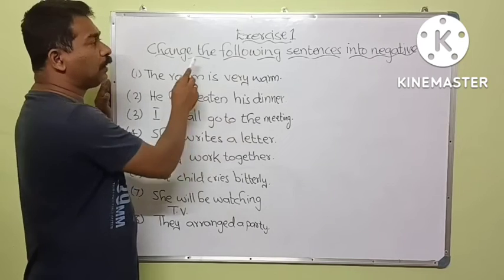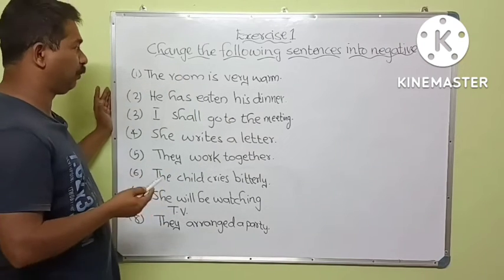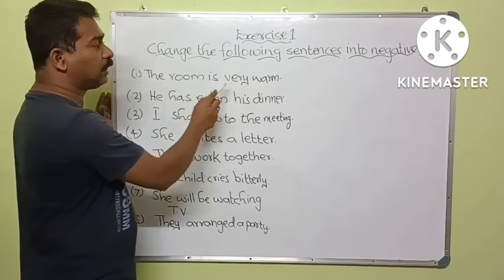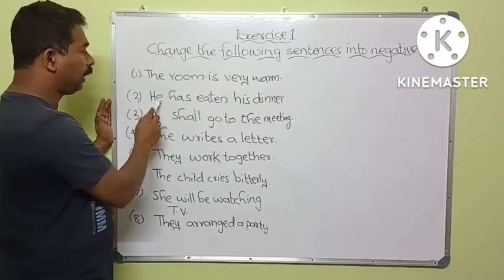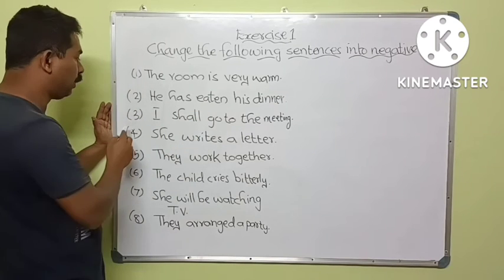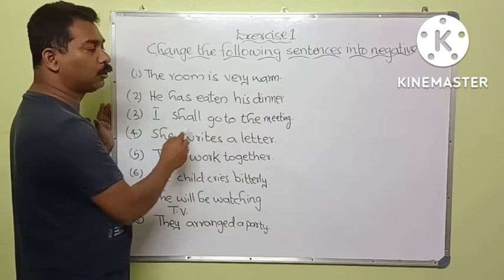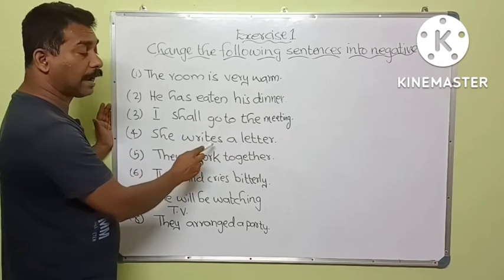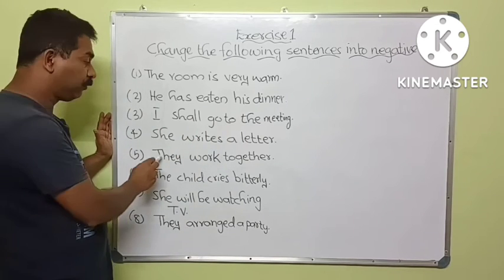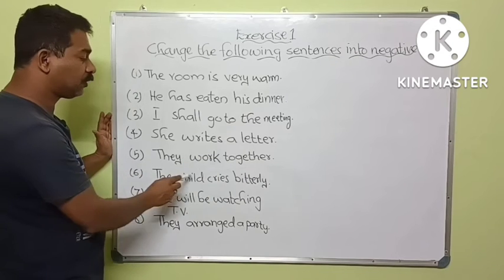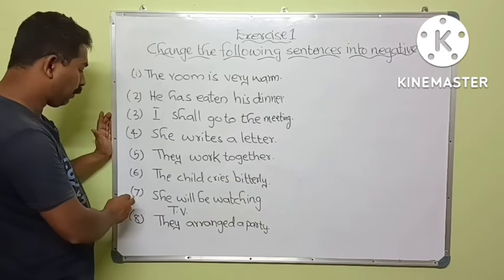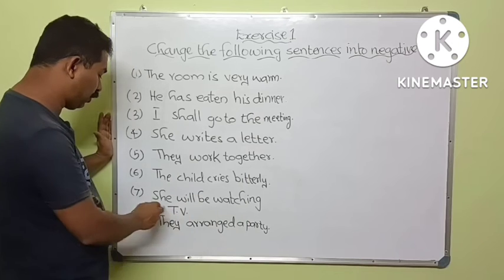Exercise number 1. Change the following sentences into negative. Number 1. The room is very warm. Number 2. He has eaten his dinner. Number 3. I shall go to the meeting. Number 4. She writes a letter. Number 5. They work together. Number 6. The child cries bitterly. Number 7. She will be watching TV.